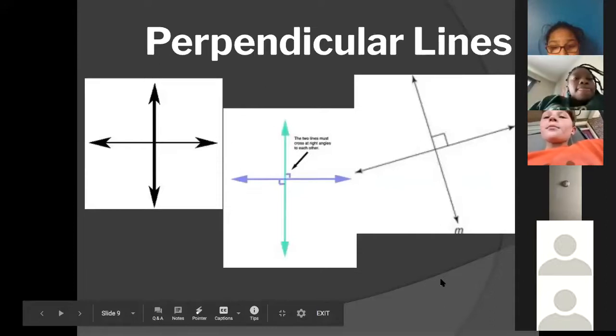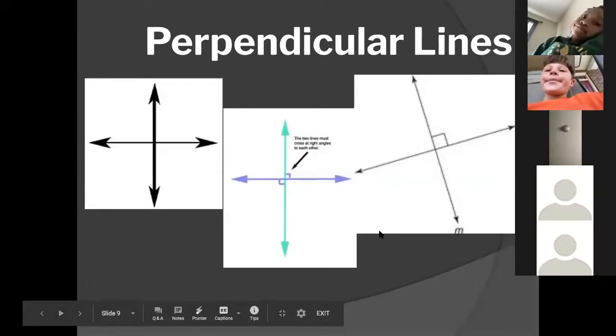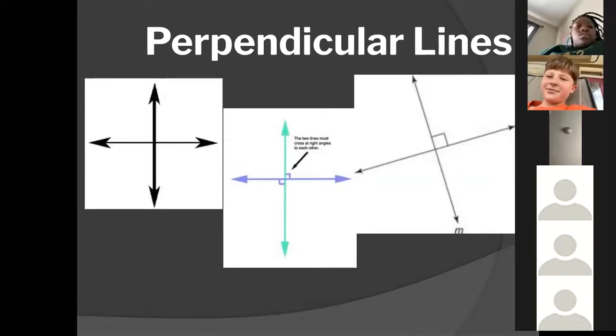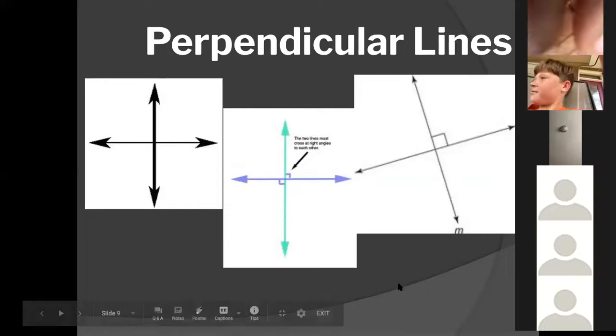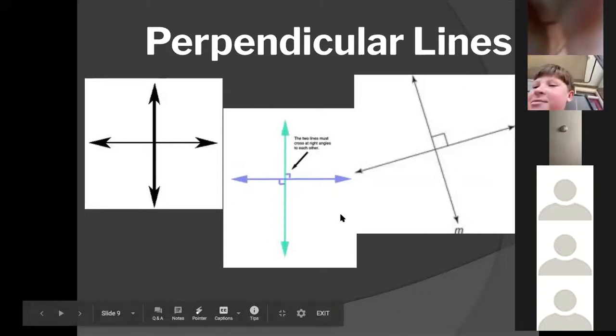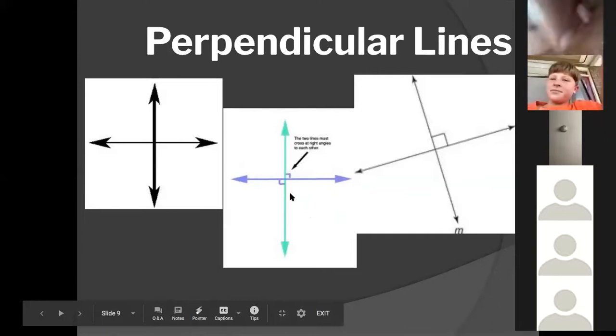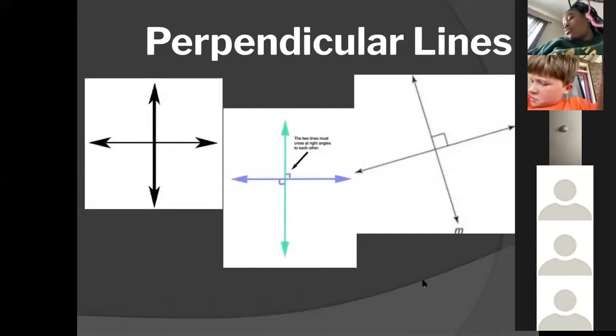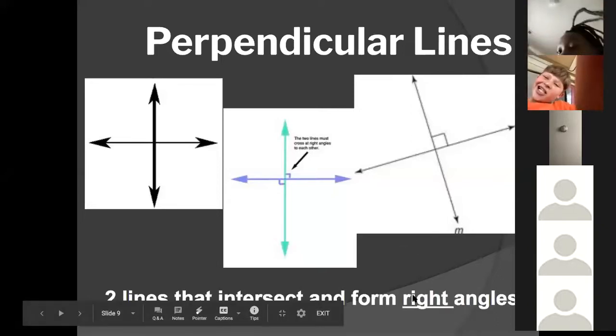Perpendicular lines are a very specific kind of intersection where you form a 90-degree angle. Hayden, what did you say? Now I can see your face. Oh, good. So perpendicular lines cross at exactly a 90-degree angle. It says two lines that intersect and form right angles, and we know those are 90-degree angles.